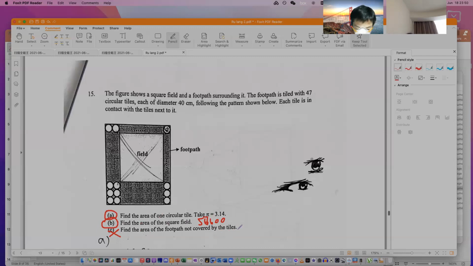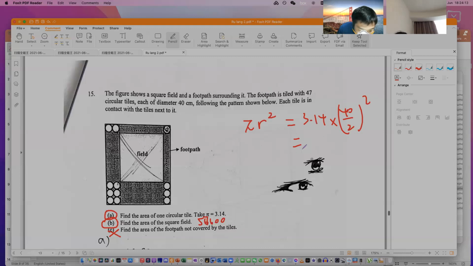Part A should be quite easy. The reason is because they say each circle has diameter 40. So area is pi r square. Pi is 3.14 times r, and r is 40 divided by 2. So basically you square this. Okay, so this is very easy.